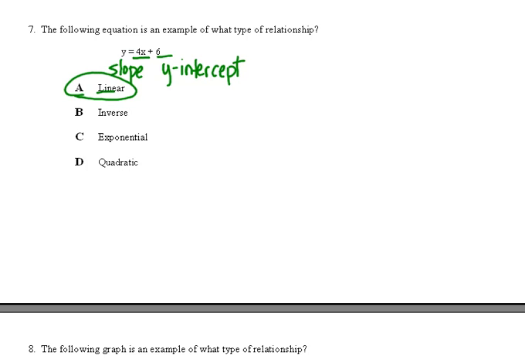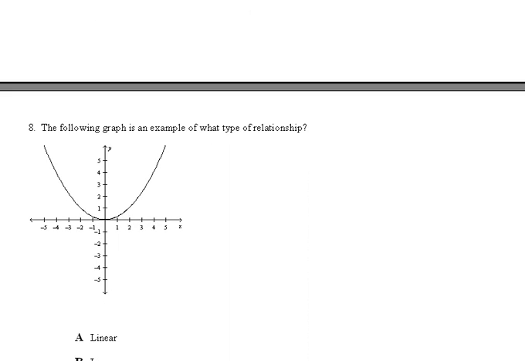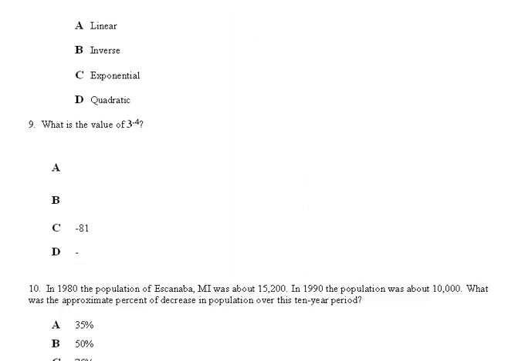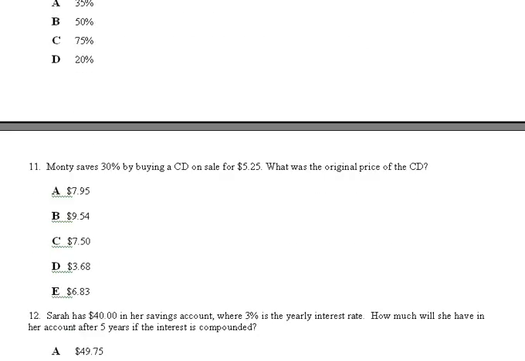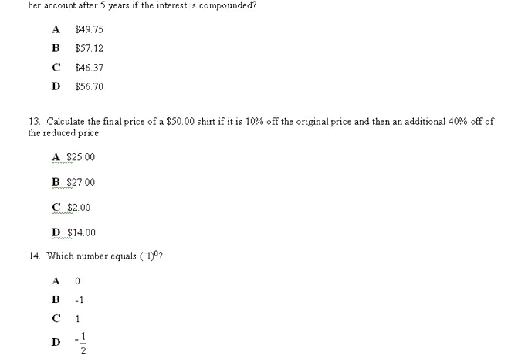It does not have an x squared. X is not an exponent, nor is x over a constant. The next part to determining something is linear, besides a graph and an equation, is to look at a table. So we're going to move to problem number 15.